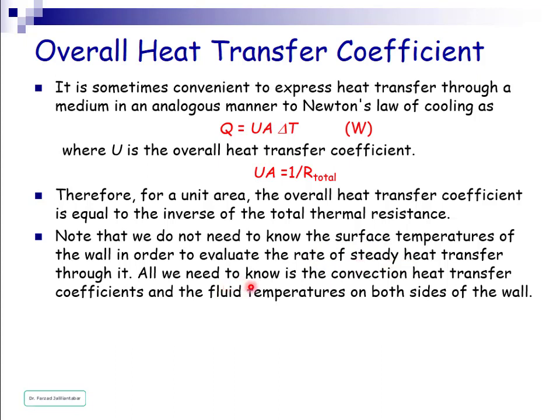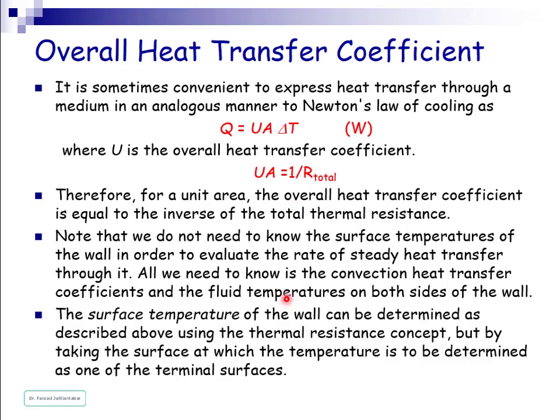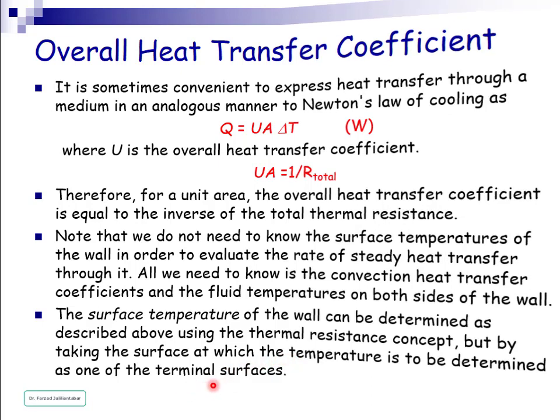We only need to know the convection heat transfer coefficients and the fluid temperature on both sides of the wall. It means we need h1, T infinity 1, and h2, T infinity 2 to calculate this heat transfer. But we can still calculate the surface temperature by using this thermal resistance concept, by taking the surface at which the temperature is to be determined as one of the terminal surfaces.